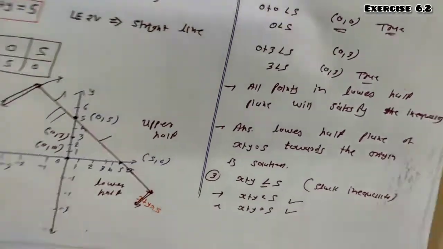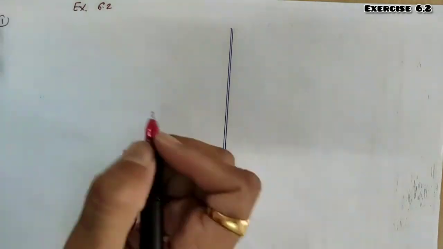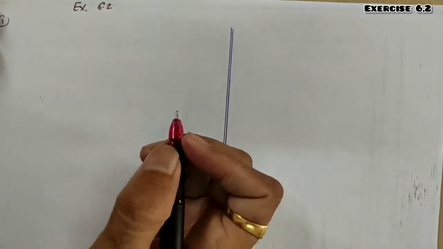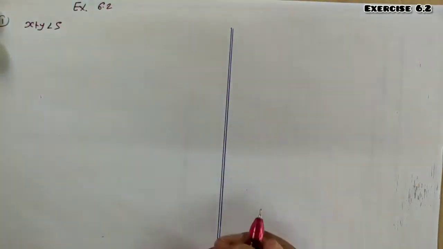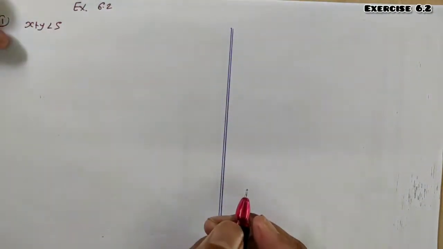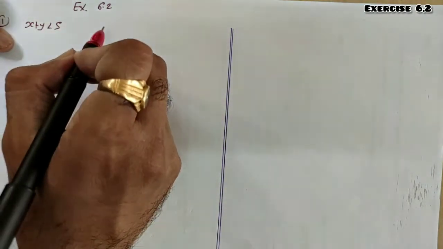Let's try all the sums one by one. Exercise 6.2, question number 1. Solve this inequality graphically. Here we are given x plus y less than 5. For the inequality, the solution will be a half plane, and here a strict inequality is there, so we are not including our line in our solution.